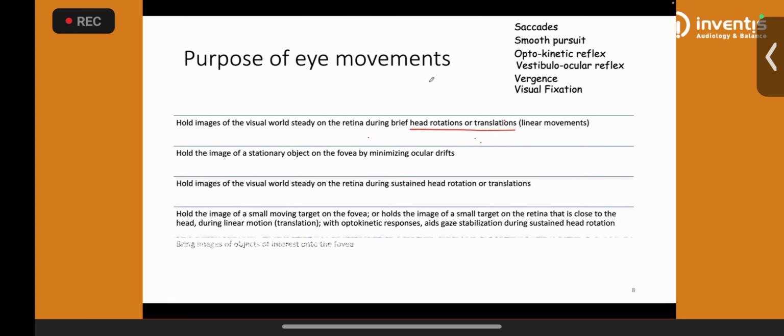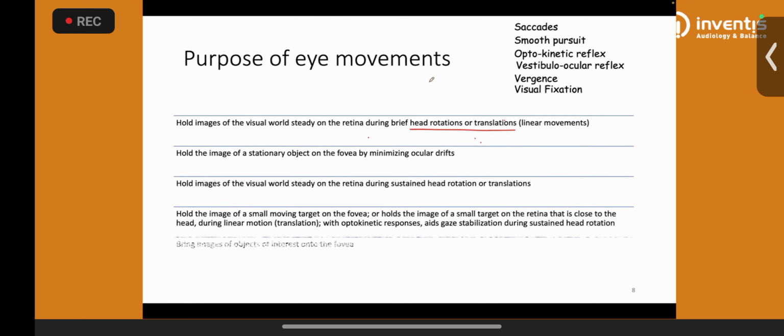So the vestibulo-ocular reflex helps us maintain the stability of the gaze despite head rotations, which are brief. Then the second purpose is to hold the image of a stationary object on the fovea, minimizing ocular drifts. Suppose you are looking at the screen and you want to avoid saccadic movements or microsaccades. You want to fix on the screen, then that is done by visual fixation.